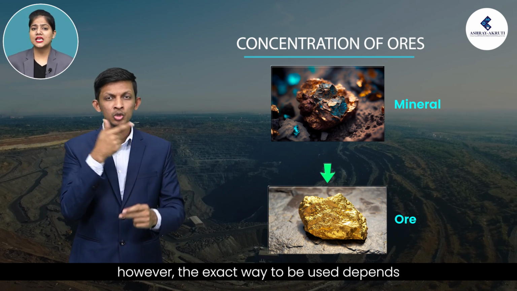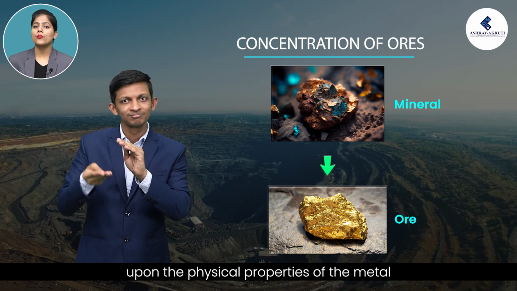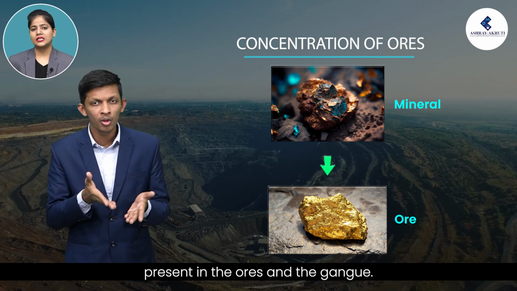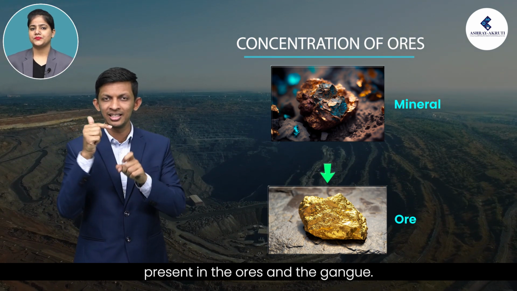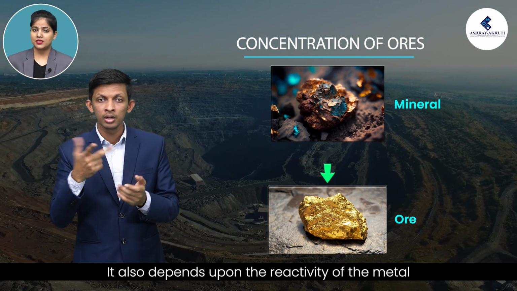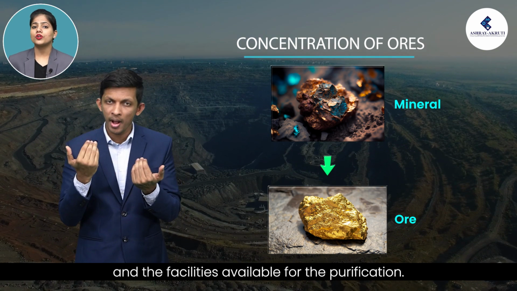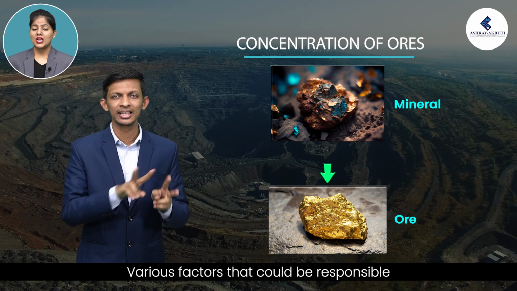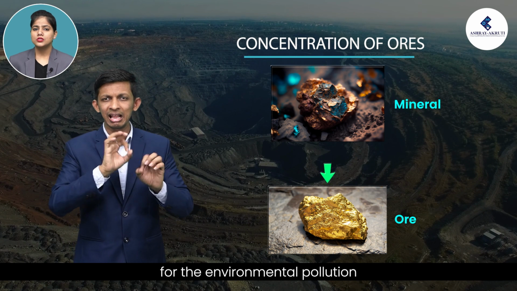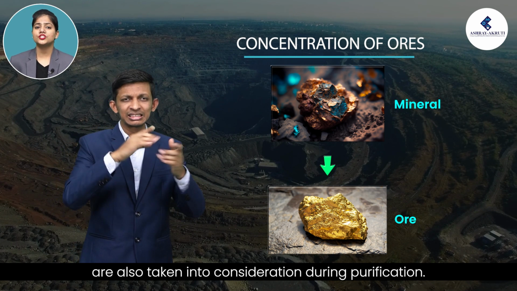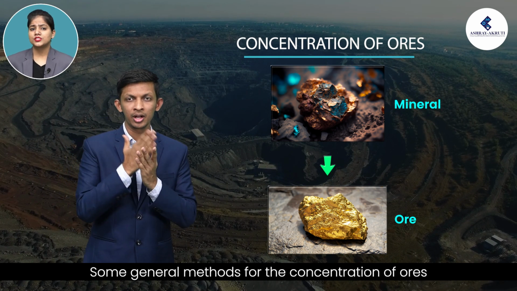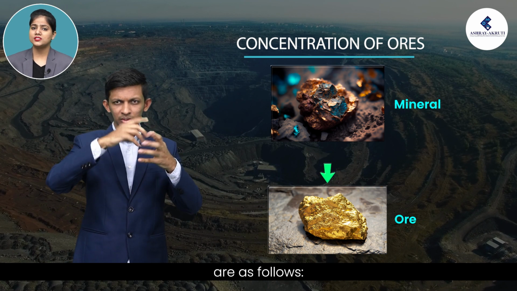However, the exact way to be used depends upon the physical properties of the metal present in the ores and the gangue. It also depends upon the reactivity of the metal and the facilities available for the purification. Various factors that could be responsible for environmental pollution are also taken into consideration during purification. Some general methods for the concentration of ores are as follows.